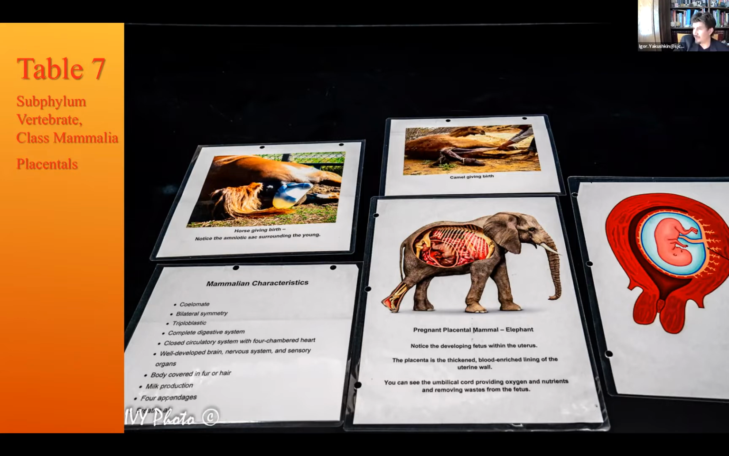So what are the differences between monotremes and the placental mammals? The question is: monotremes do not have placenta, while the placental mammals have the placenta. Give two examples of the monotremes. Kangaroos, koalas, opossums, all of those. Give two examples of the placental mammals.